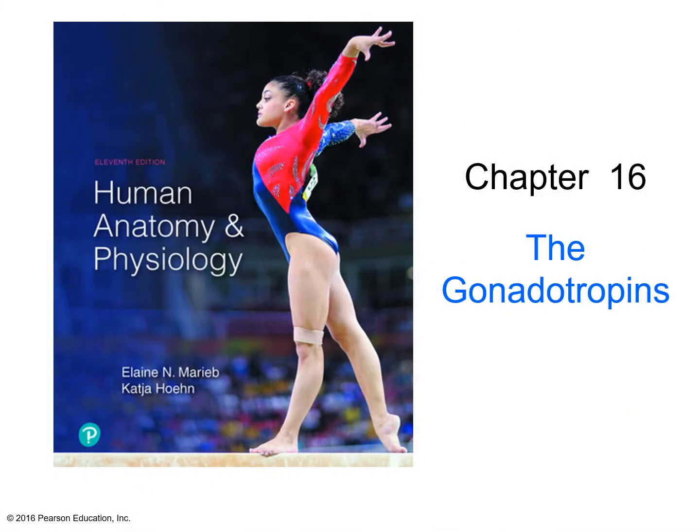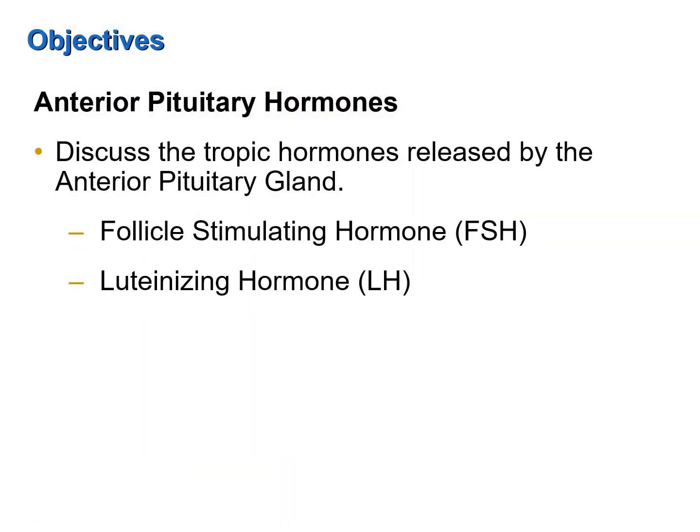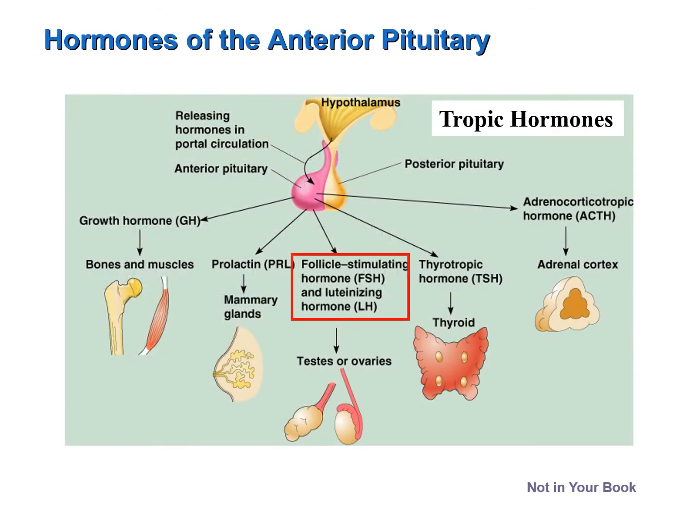In this screencast, we'll be covering the gonadotropins, follicle-stimulating hormone and luteinizing hormone. Our final tropic hormones produced by the anterior pituitary gland are follicle-stimulating hormone, or FSH, and luteinizing hormone, or LH. Collectively, these hormones are called the gonadotropins because they are tropic hormones that target the gonads, the testes of males and the ovaries of females.